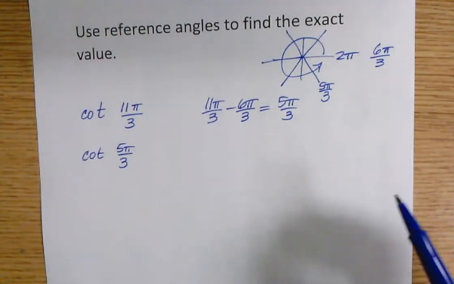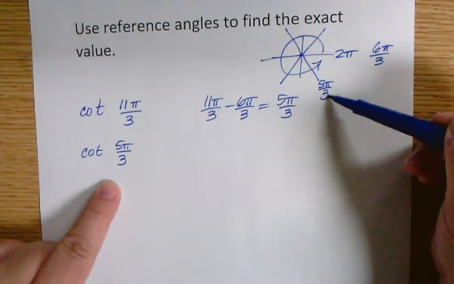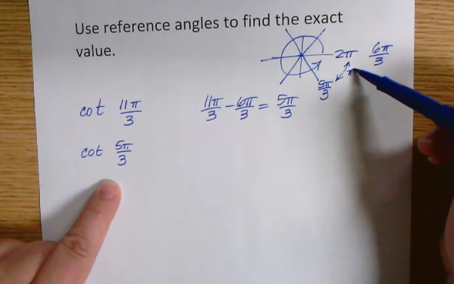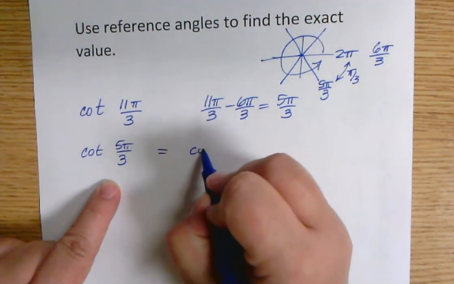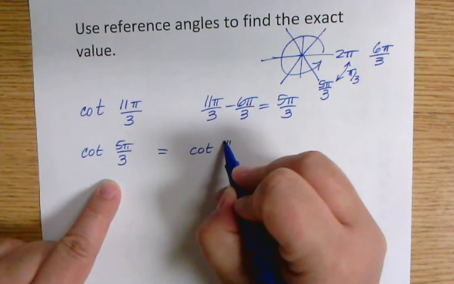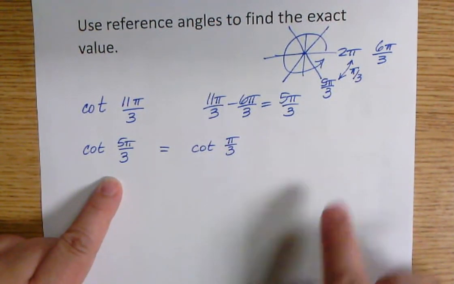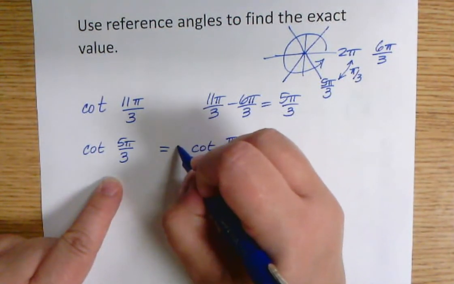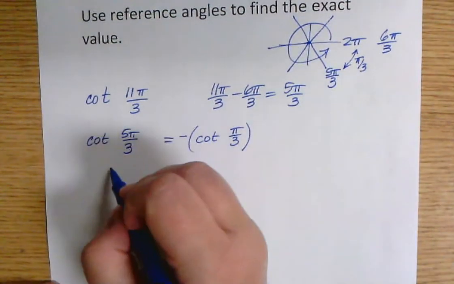You can think of it in terms of reference angle, because if we're at 5 pi over 3 and all the way around is 6 pi over 3, my reference angle is pi over 3. So this is going to be the same as doing the cotangent of pi over 3. But I do have to think about sign. If I'm in the fourth quadrant, cotangent is just like tangent, it's negative. So it's really the opposite sign from that. But honestly, I'd rather just use the unit circle.